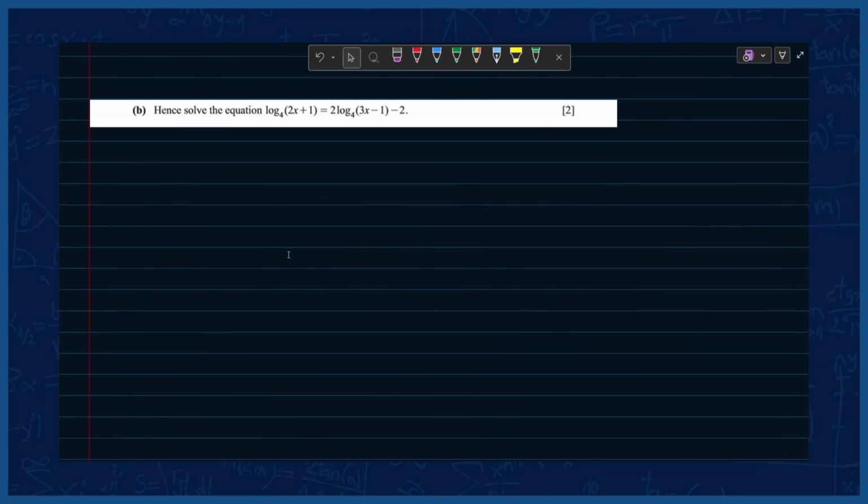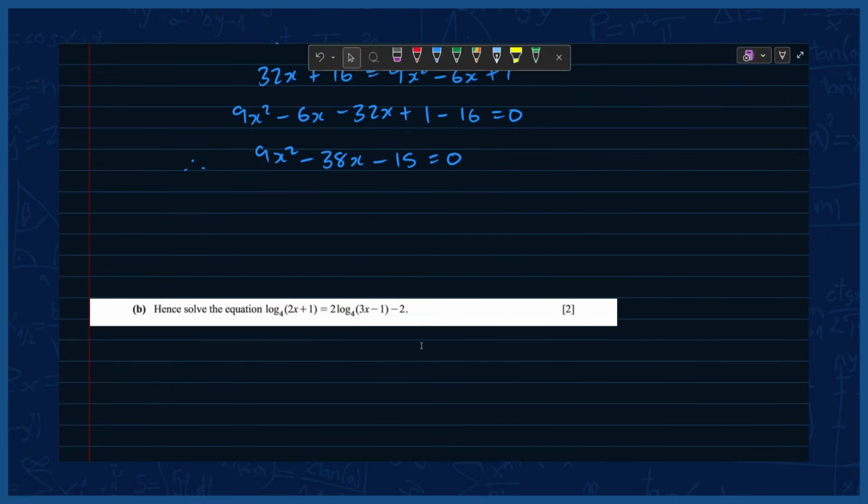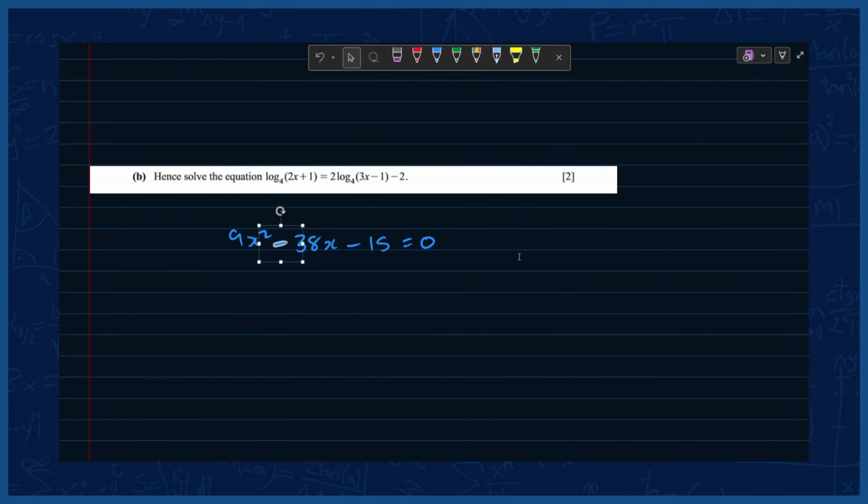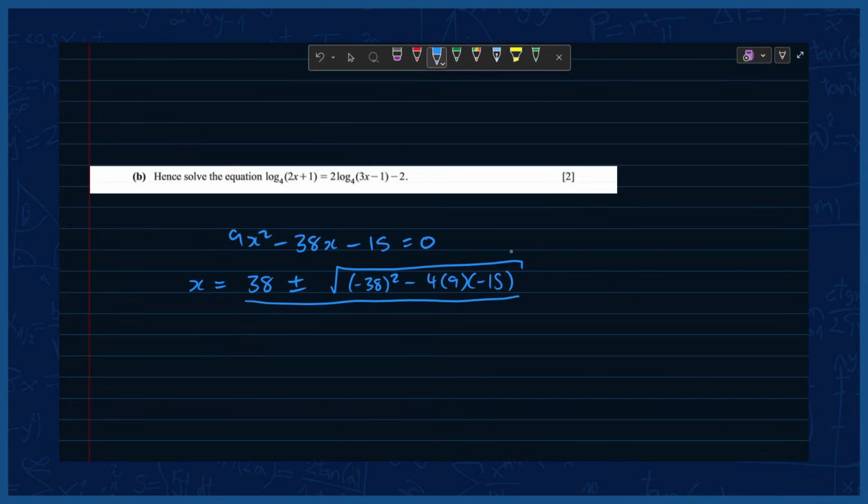Now part B says, hence solve the equation log to the base 4 of 2x plus 1 is equal to 2 log to the base 4 of 3x minus 1 minus 2. We've already shown that this equation can be reduced to this quadratic. So if we solve this quadratic, we have solved that equation. Let's do that. We can use the quadratic formula: x is equal to minus b, so minus minus 38, plus or minus the square root of negative 38 squared minus 4ac, so 4 times 9 times negative 15, all divided by 2 times a, so 2 times 9.